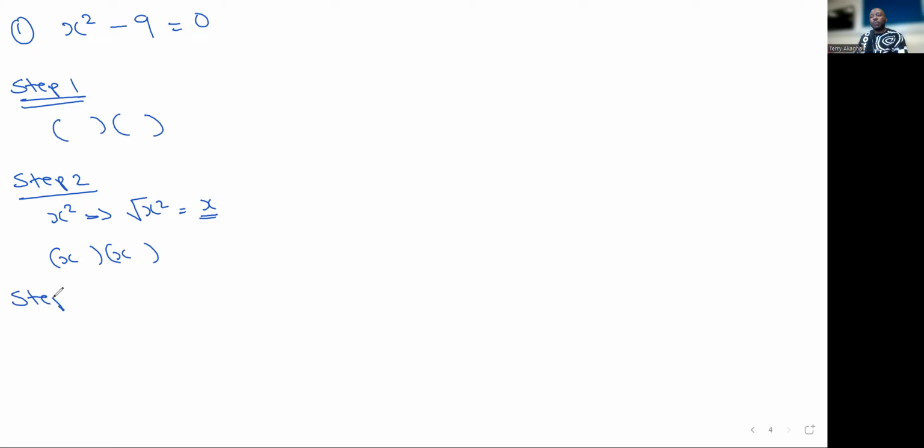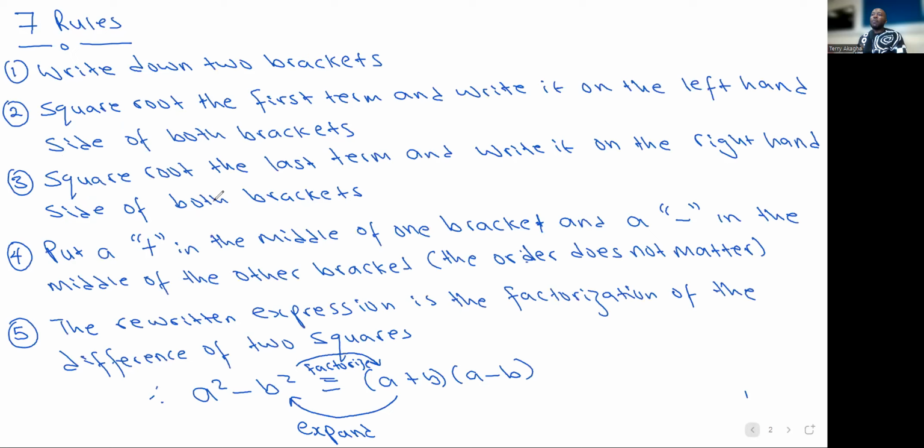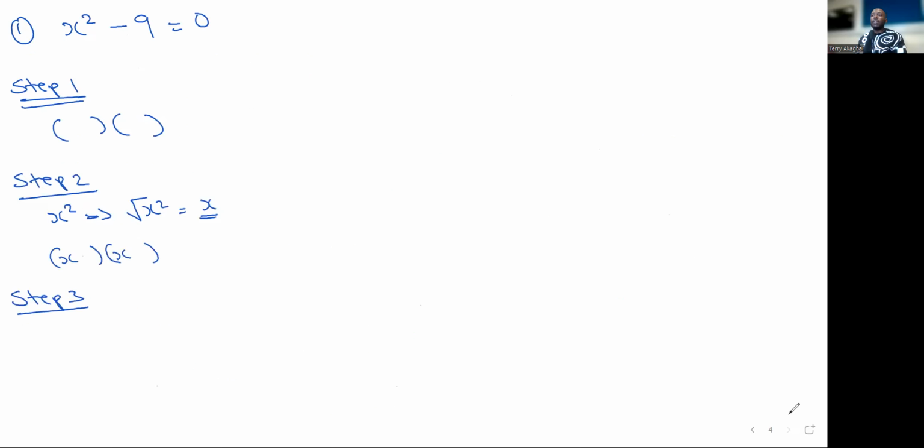Step 3, we're going to do the same thing, but this time we square root the last term and write it on the right-hand side of both brackets. The last term we have here is 9. The square root of 9 is 3. So we replicate the brackets: we have x, we have 3, we have x, and we write 3 on the right-hand side.